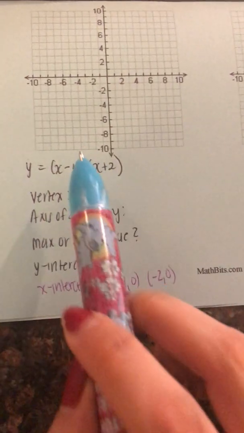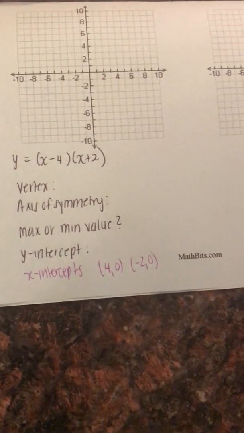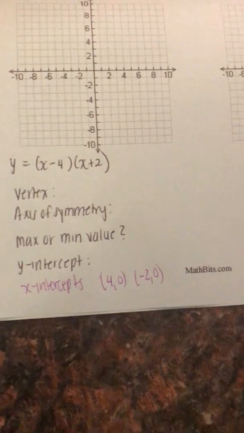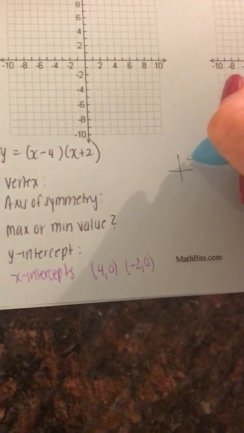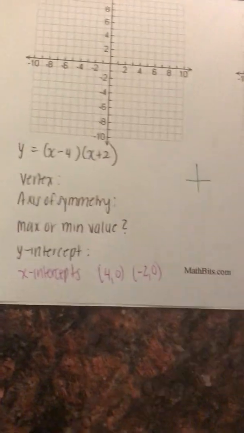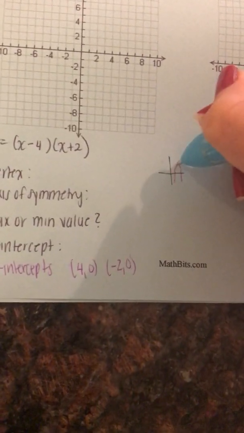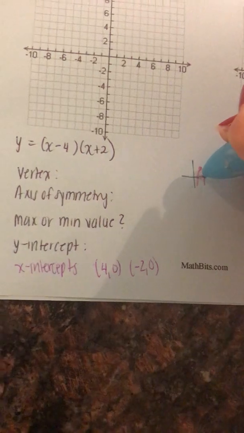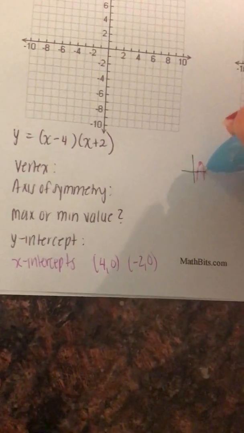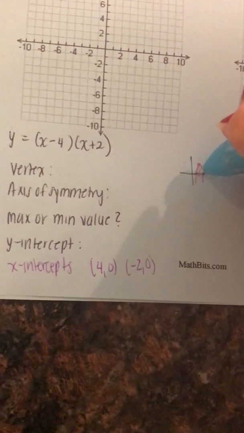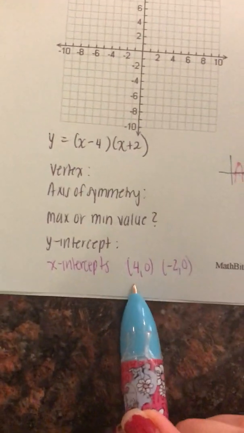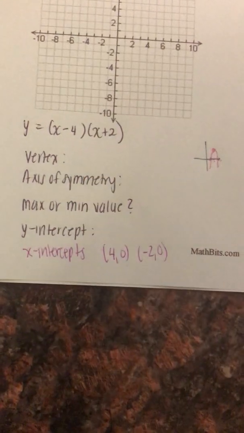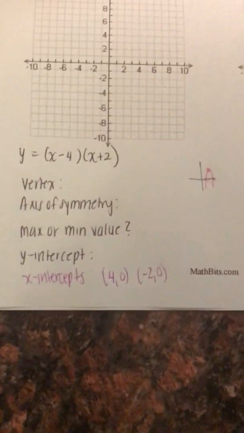And now what I want to do is find the vertex. An important trait that parabolas have is that the vertex is always in the middle of the x-intercepts. So we have a parabola like this. The vertex is here and the x-intercepts are here. So the x value of the vertex is always going to be right in the middle of the x-intercepts. So we're going to find the middle value of the x values of the x-intercepts to find our x value of the vertex. So that's what we're going to work with first.